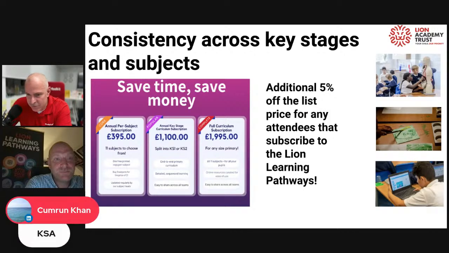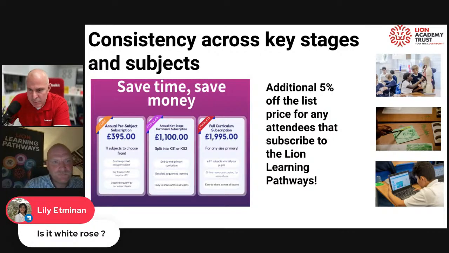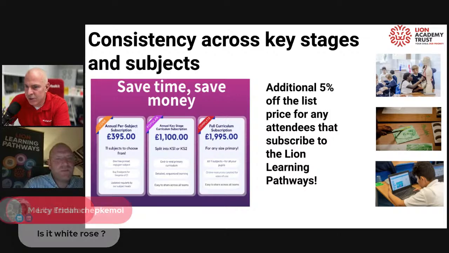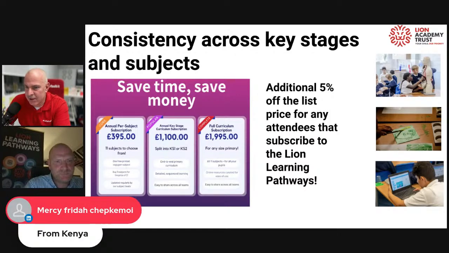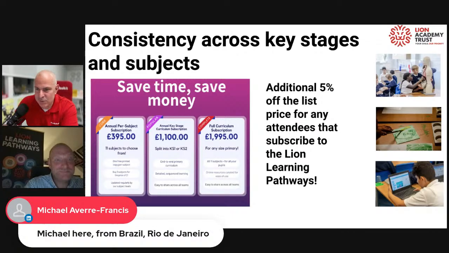I think Qumran from is Kingdom of Saudi Arabia here. We've got a couple of questions from Lily here. Is it White Rose? I can't remember at what point that question was shared, but I don't think it is, just to clarify for you. And then Mercy from Kenya, Jocelyn in the US, and even Brazil. Fantastic. So people from everywhere.